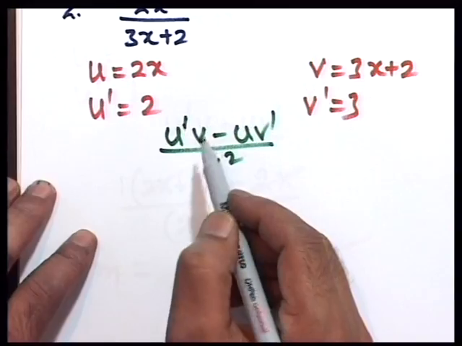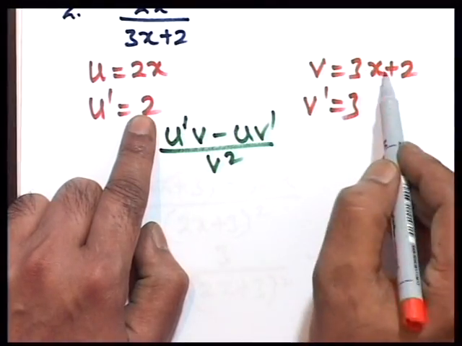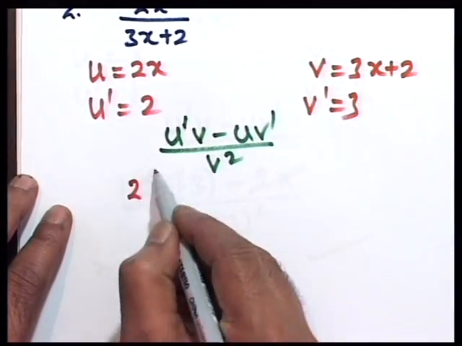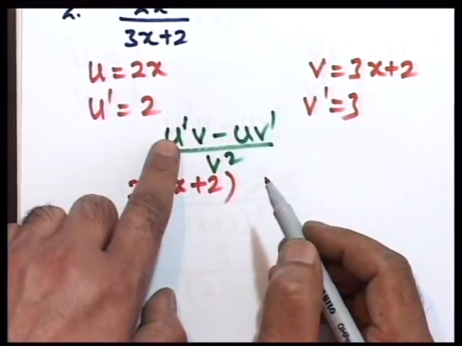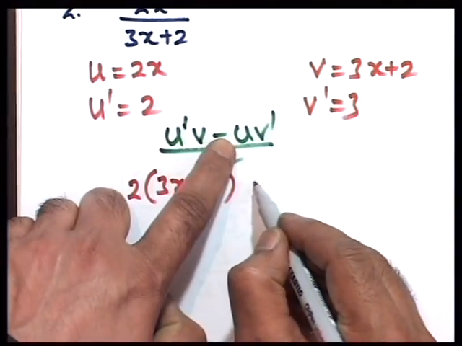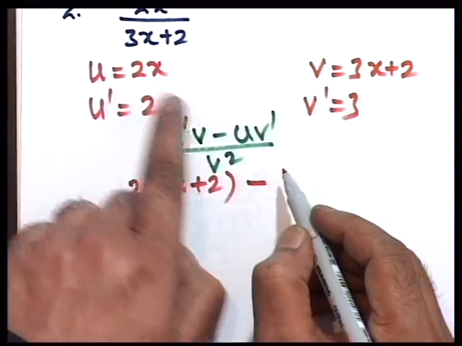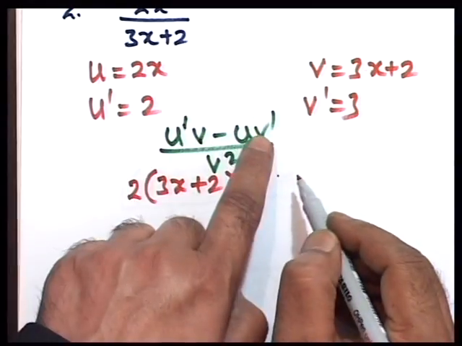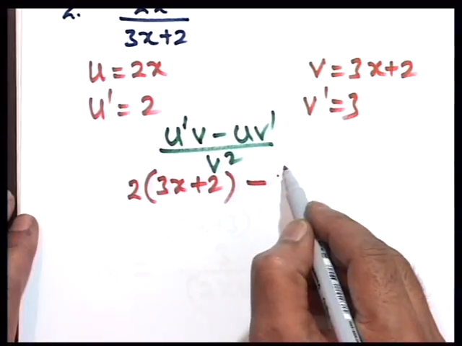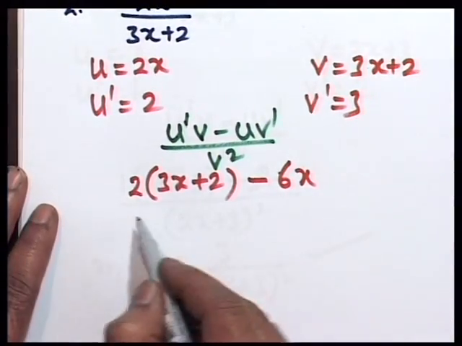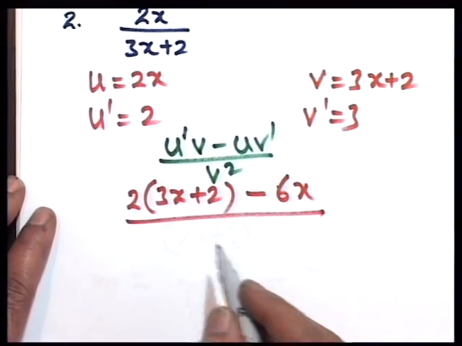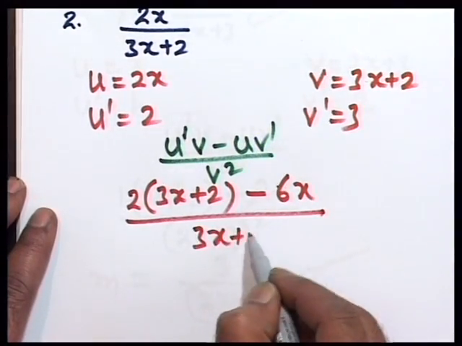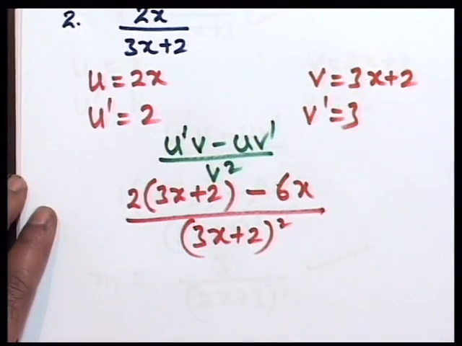U dash v, right? So I will write 2 bracket 3x plus 2. That's u dash, v is that, please. Minus, do not forget, u is 2x times v dash is 3. So that's easy to write, 6x. Divided by the v square, the denominator square. So it comes down to 3x plus 2 and a whole square.